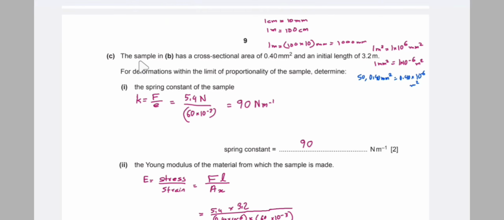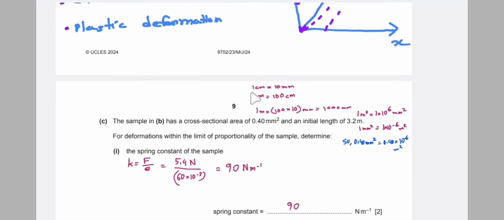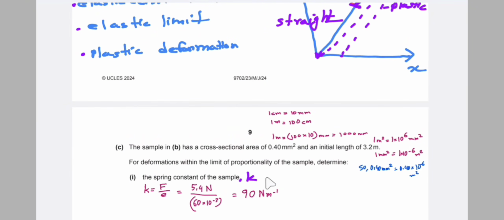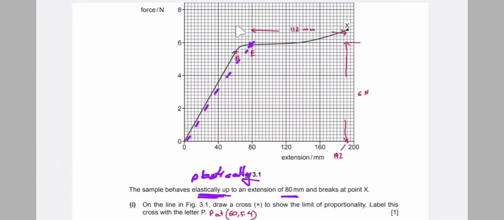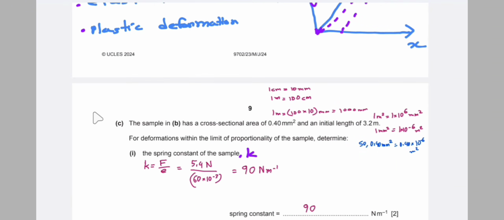Then for part C, the sample MB has a cross-sectional area of 0.40 mm squared and an initial length of 3.2 meters. For deformations within the limit of proportionality of the sample, determine the spring constant of the sample. So for the deformation up to the limit of proportionality, we need to find the spring constant k. We know that force is directly proportional to extension, that is, force is equal to spring constant times extension. So the spring constant is equal to force divided by extension.